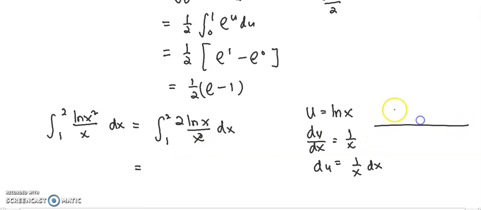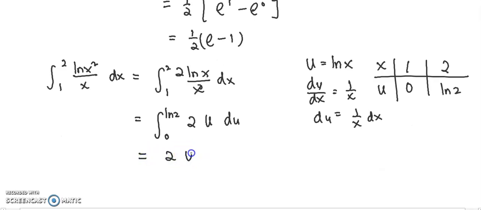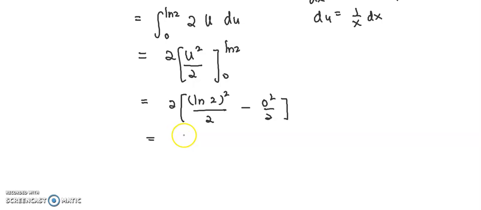So again, you need to find the new limits. The new limits become 0 to ln 2, and the 2 still maintains as 2. The ln x will be replaced by u, and 1 over x dx will be replaced by du. So now you just integrate 2u with respect to u. The 2 can be taken out, and you get u squared over 2. Put in your limits first, and next you will get this. Simplify it, this will get 0. And finally you will get (ln 2) squared.